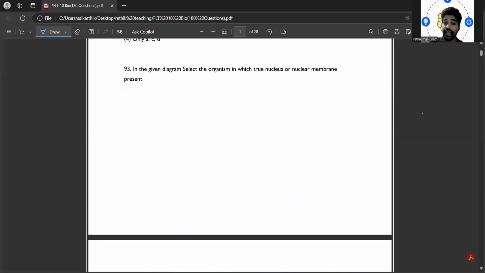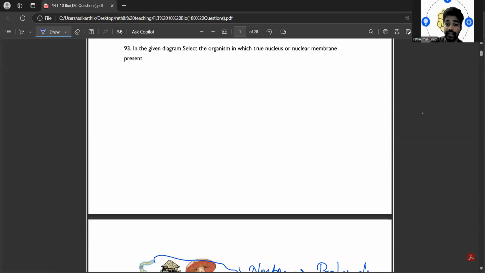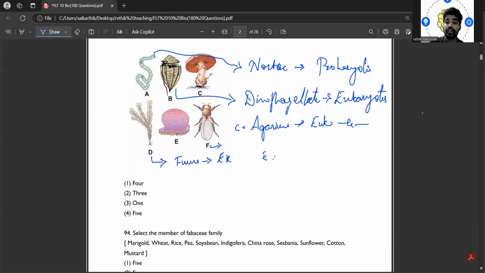So what was the question? Select the organism in which a true nucleus or nuclear membrane is present. Out of this, a nuclear membrane or true nucleus is present in eukaryotes, not in prokaryotes. So out of these six, five belong to eukaryotes. Therefore, the fourth option is the correct answer.